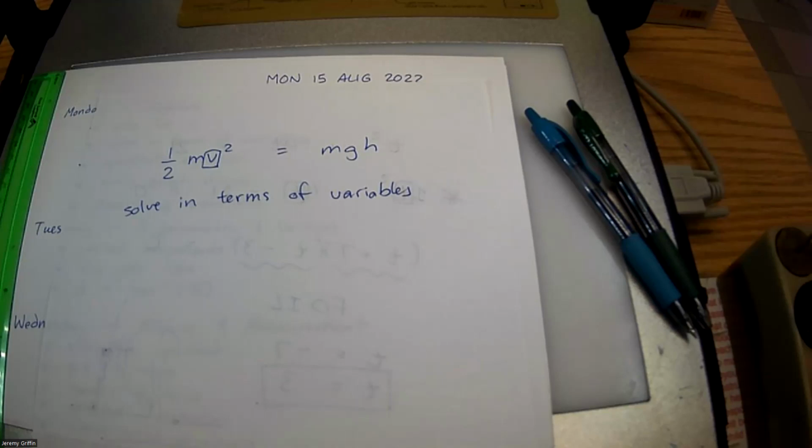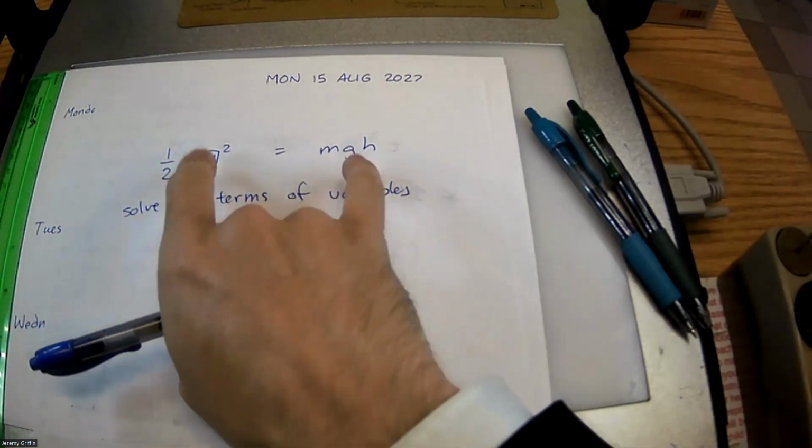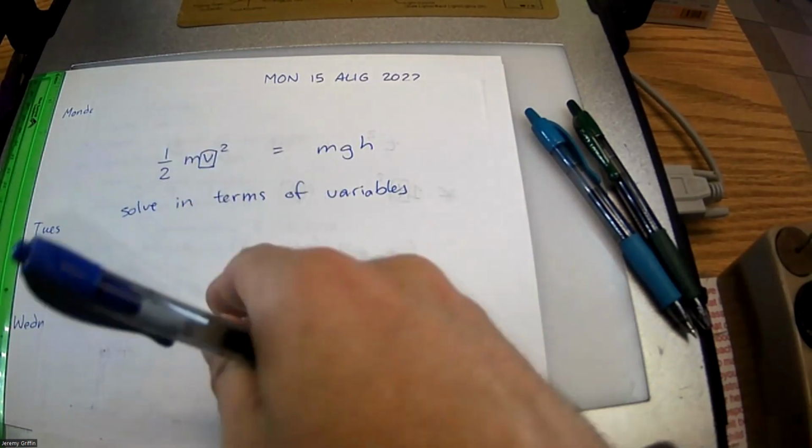All right, who's got the answer? What did you guys get? Square root of 2gh. How many got square root 2gh? All right, you guys got it. Let's go through this. I'm trying to say ultimately v equals something, so I'm going to use that algebra process.